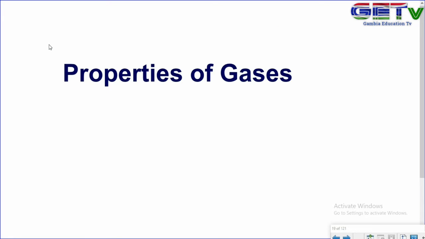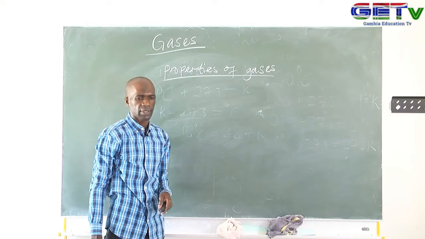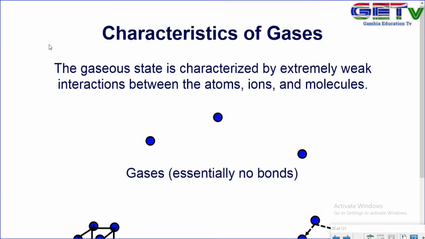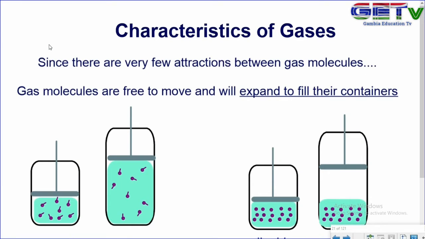Now let's look at the properties of gases. Characteristics of gases. The gaseous state is characterized by extremely weak interactions between the atoms, ions, and molecules. So that means essentially no bonds. Since there are very few attractions, gas molecules are free to move and will expand to fill their containers.